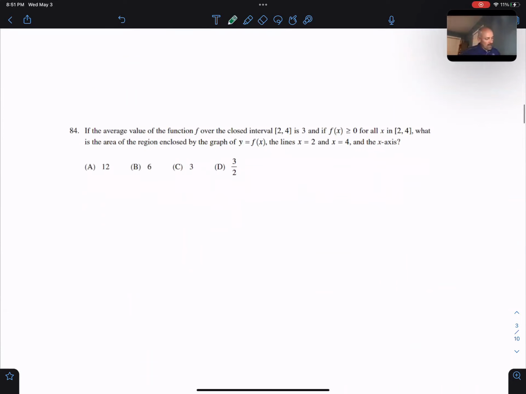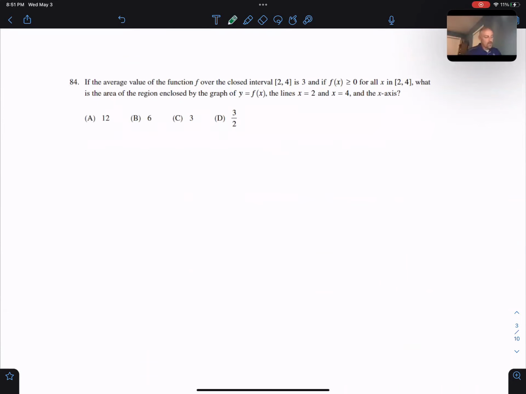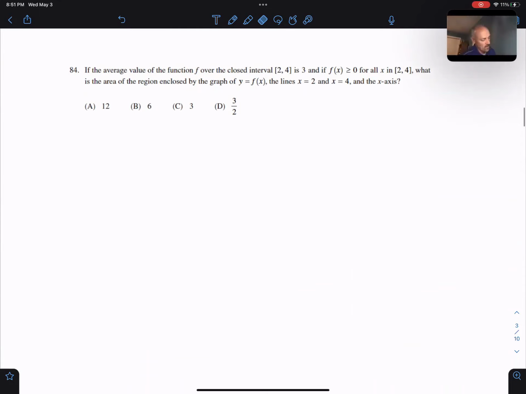So if the average value of the function f on the closed interval from 2 to 4 is 3, and if f of x is greater than or equal to 0 for all x in the closed interval 2 to 4, what is the area of the region enclosed by the graph of y equals f of x, the lines x equals 2 and x equals 4, and the x-axis? Well, we're talking about the average value of our function.